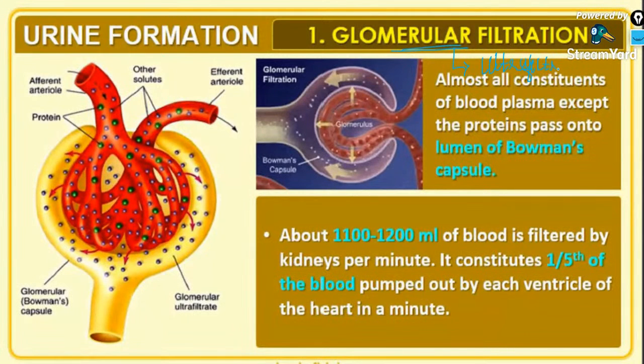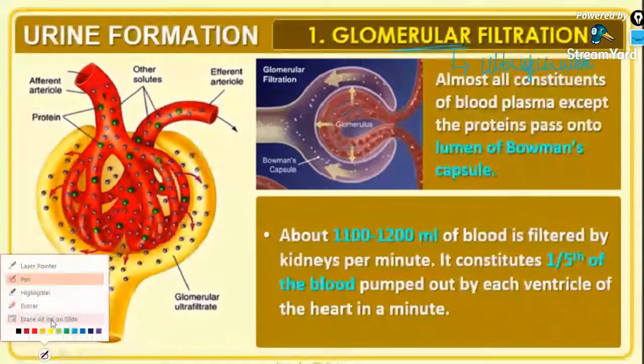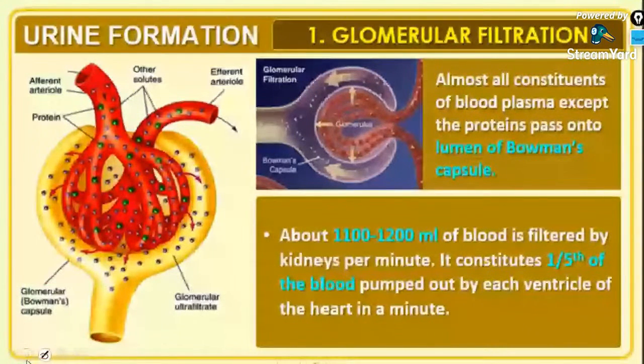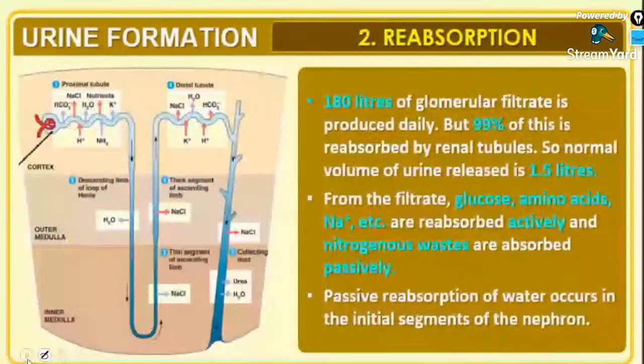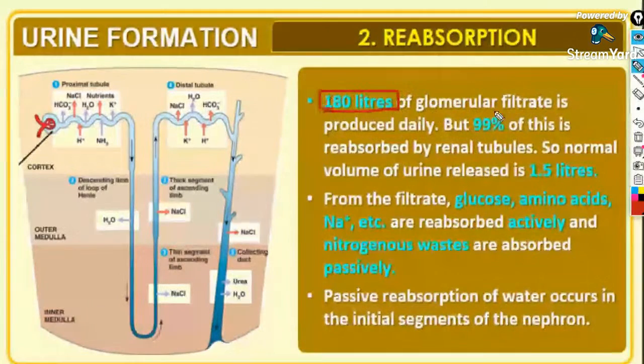Okay, ultrafiltration on that material, the filtrate you obtained, you will call it the glomerular filtrate or the glomerular ultrafiltrate. Next one, guys. We have 180 liters of glomerular filtrate produced daily, and about 99% of the glomerular filtrate is reabsorbed by the renal tubule. More than 99% of the total 180 liters of glomerular filtrate is reabsorbed by the renal tubules.